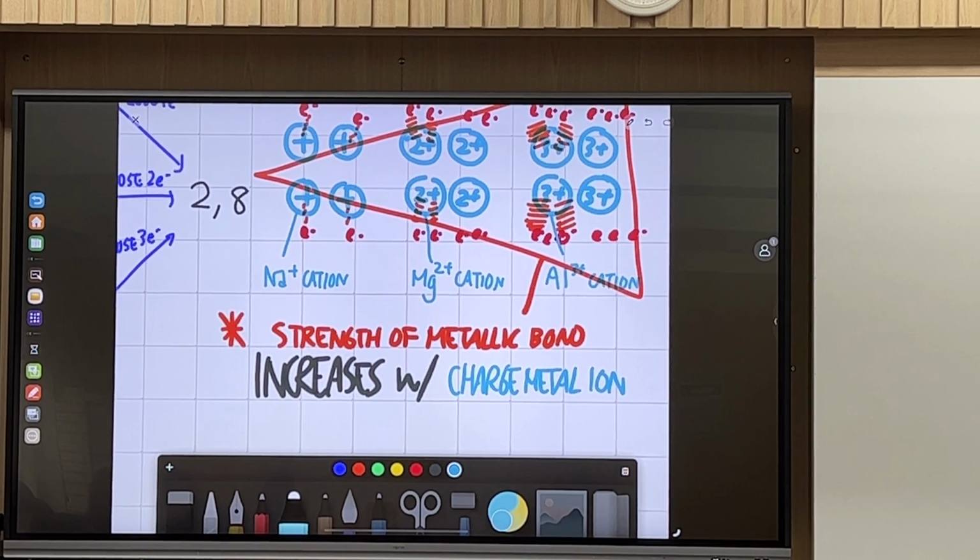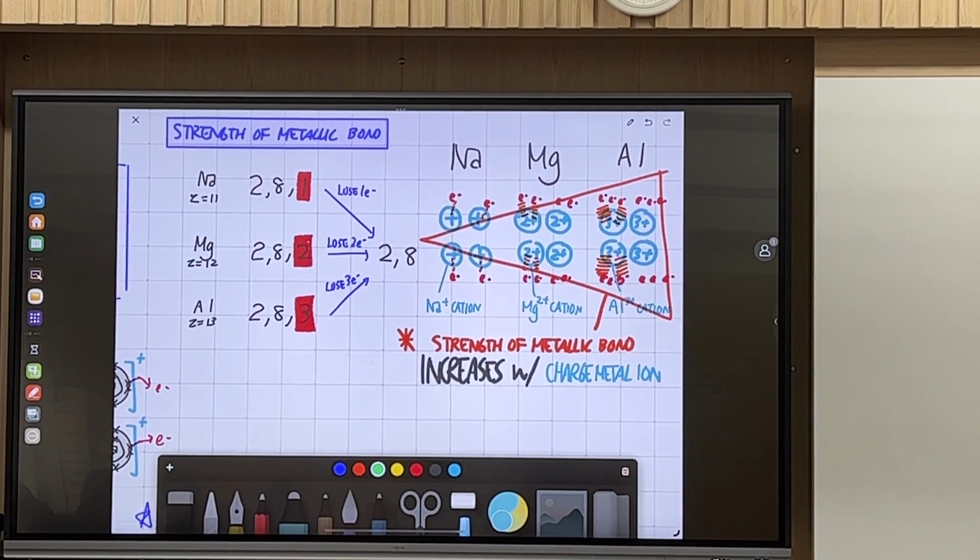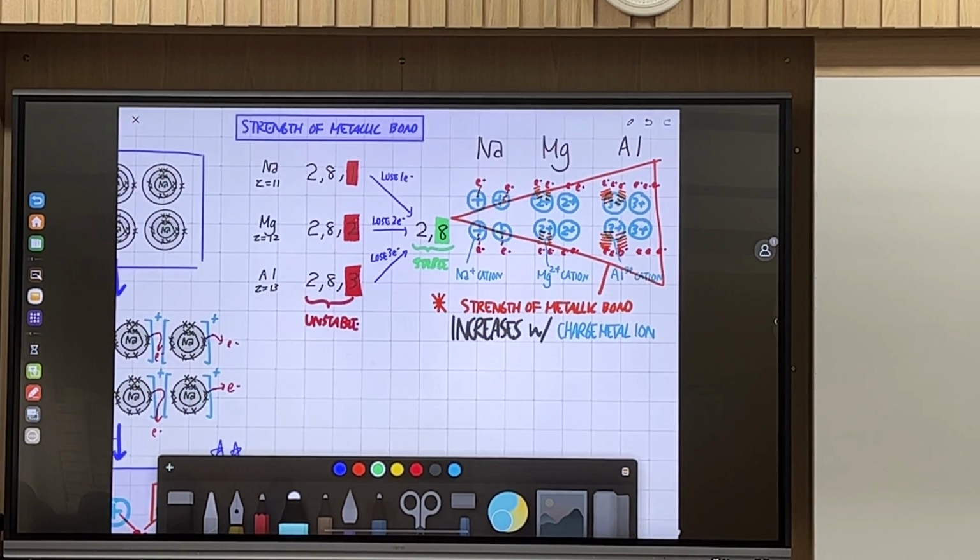Is that clear? And how do we know the charge? We look at what it takes to bring them to stability, to a stable electronic configuration. So these are unstable on the left, and by losing a different number of electrons, they become cations and they become stable. Right, so that's the strength of metallic bond.